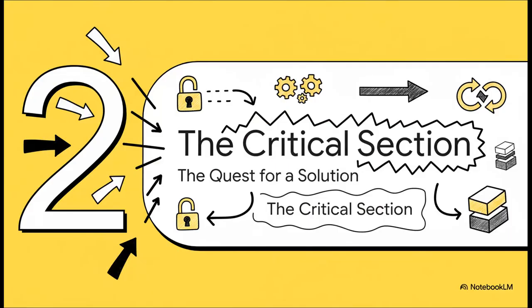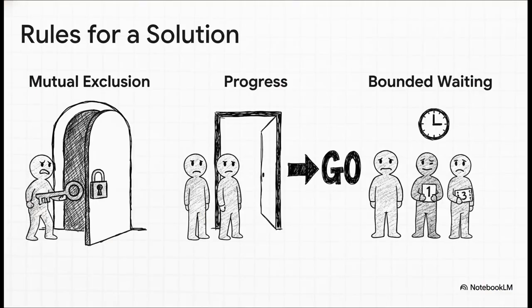So to take down these race conditions, computer scientists had to come up with a set of rules, a protocol to manage who gets to touch the shared data and when. The part of the code that actually touches that data is called the critical section, and the challenge of protecting it is the critical section problem. Any real solution has to follow 3 non-negotiable rules.